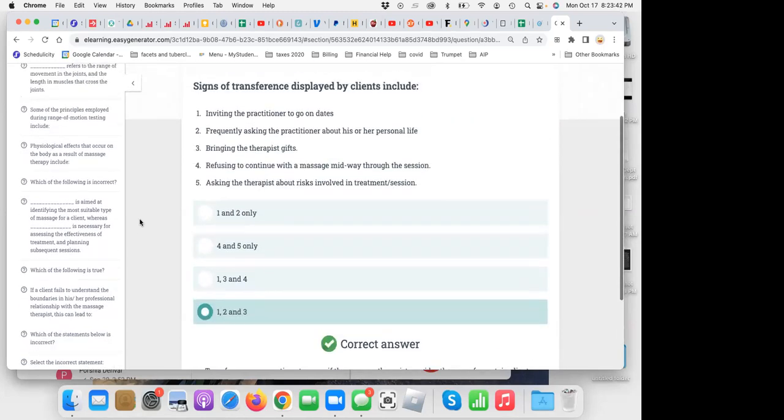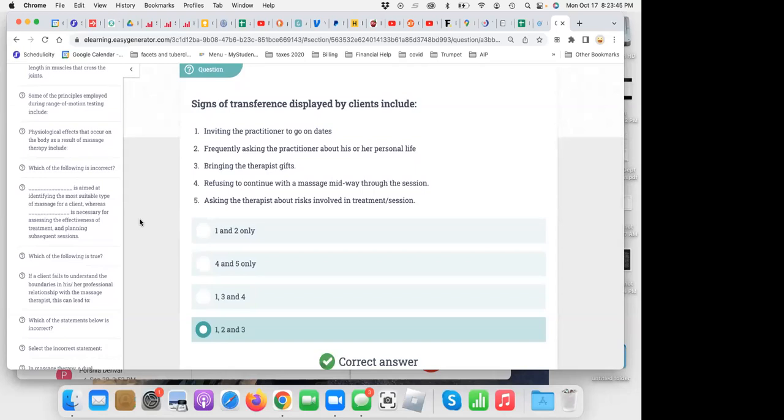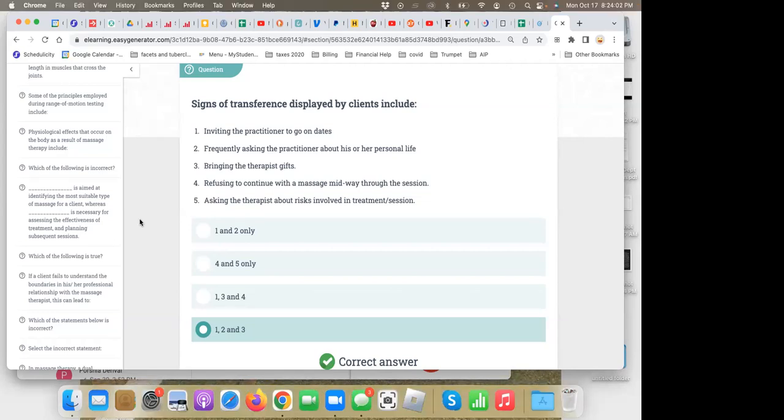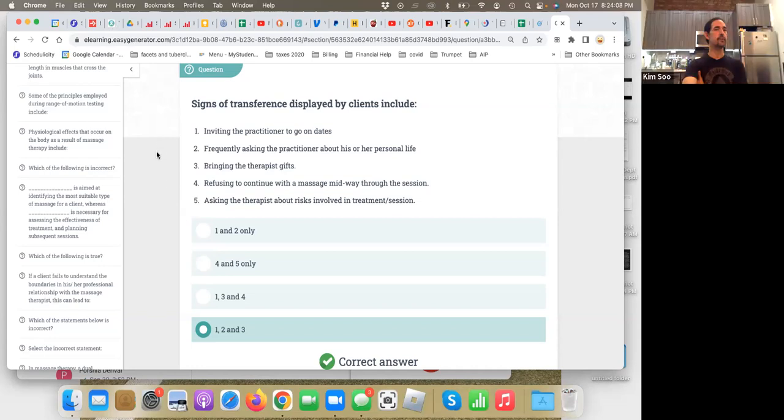Okay, so transference is the placement of feelings or identifying with a person inappropriately. It's who's doing the identifying, client or the therapist? Client. Yes. Larissa, do you understand? Yes. Okay, so it's when the client identifies with the therapist inappropriately. Now, asking a therapist, let's go in reverse order. Asking a therapist about risks involved in a treatment session. Is that inappropriate relationship or inappropriate identification from the client to the therapist?